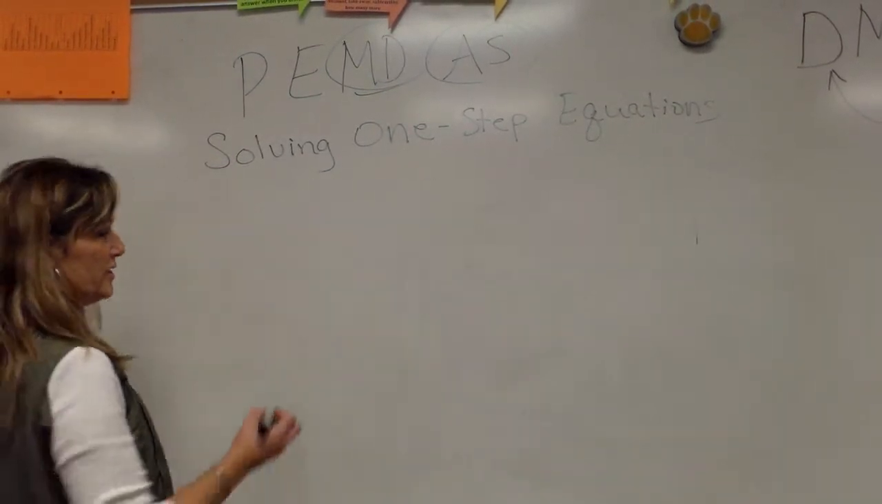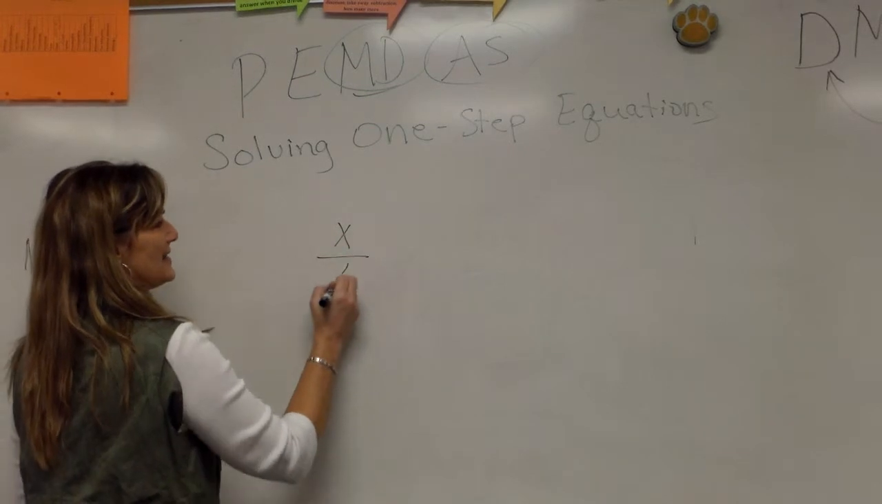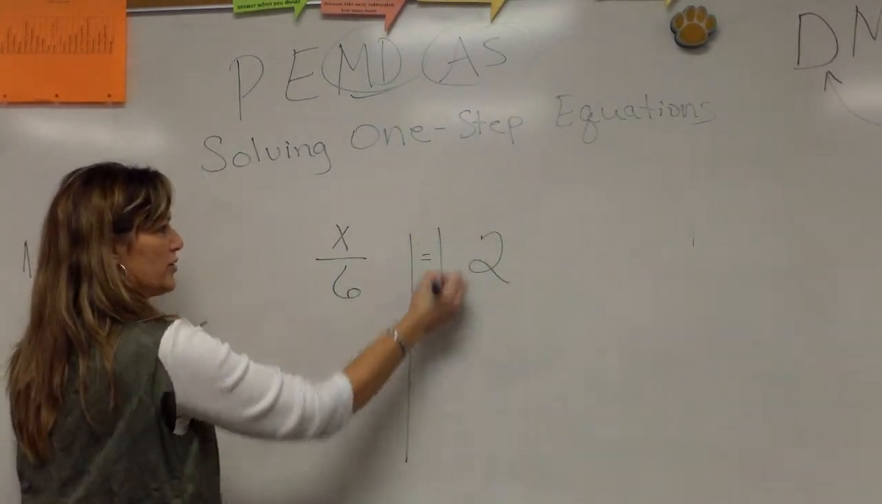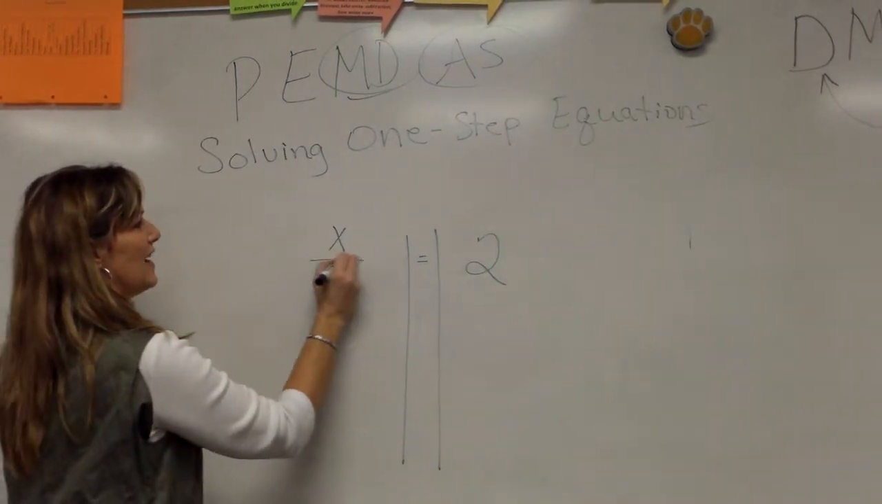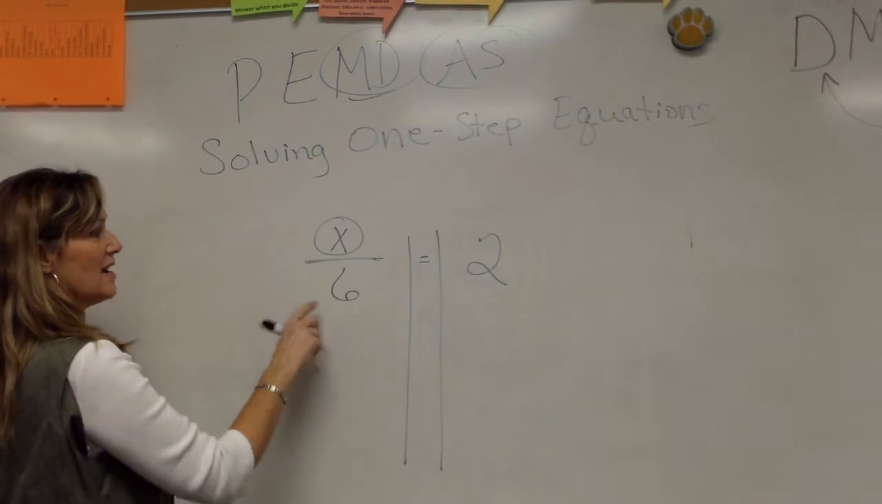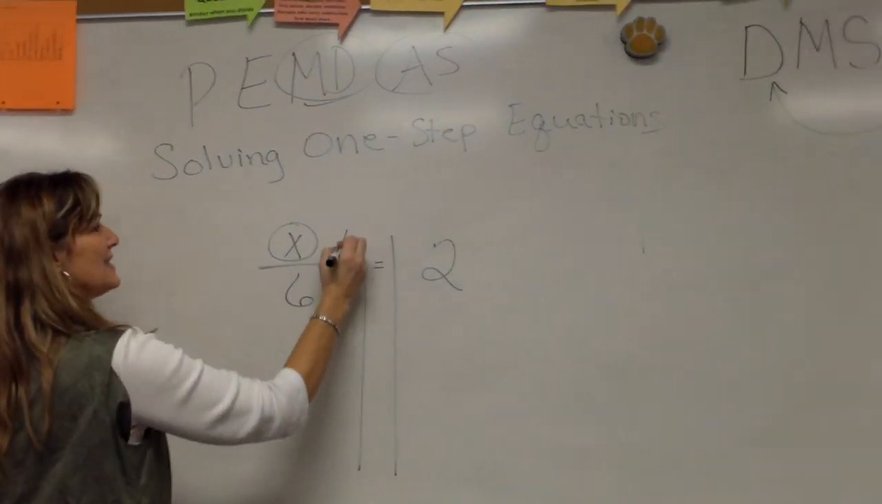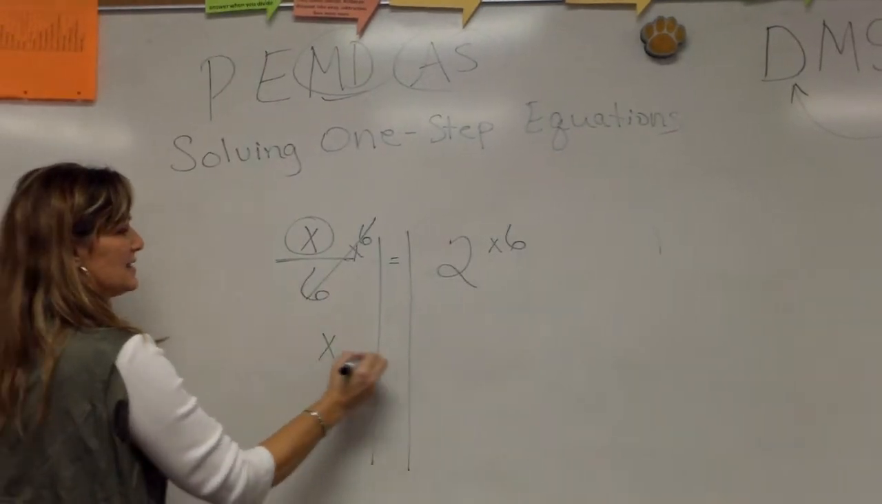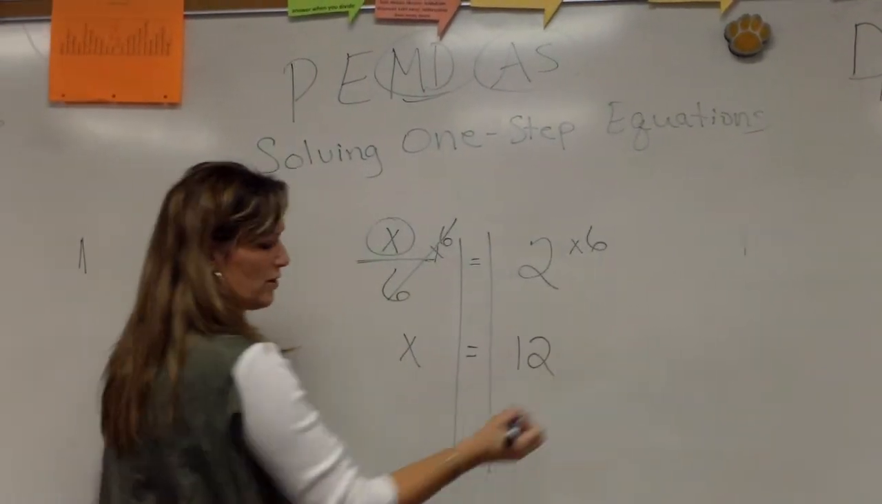Do one that starts with the division. X divided by 6 equals 2. I want my tracks. I am dividing by 6. I want him to stay. The opposite of divided by 6 is times 6. I will multiply each side by 6. X equals 12.